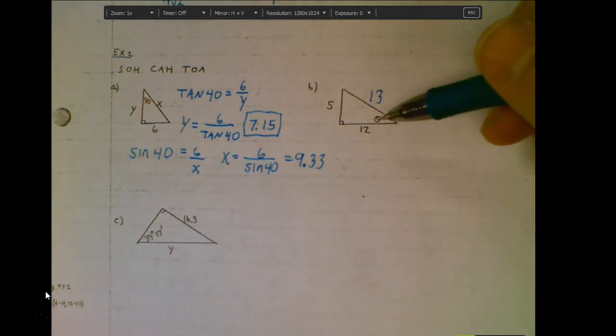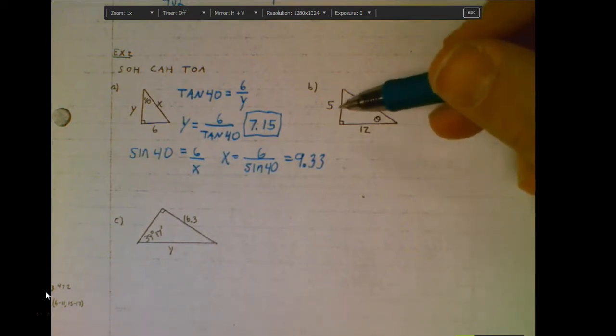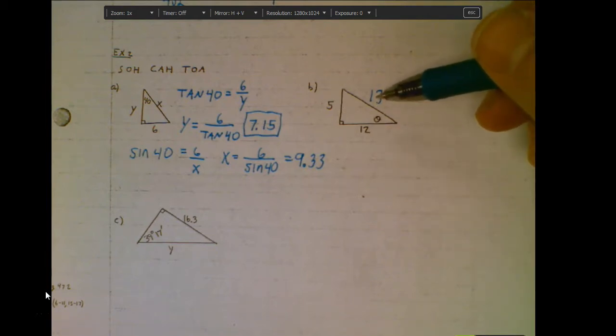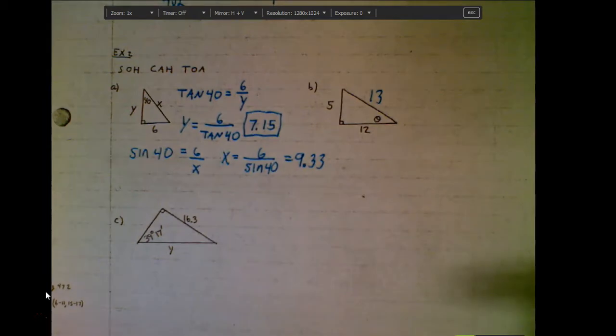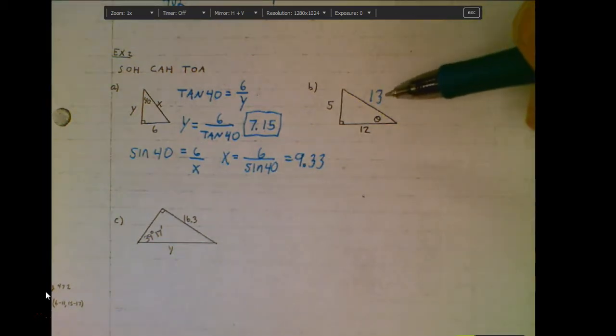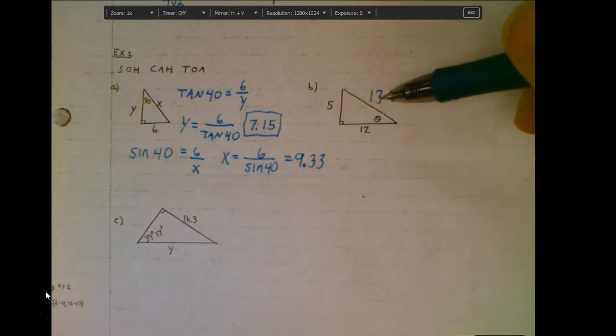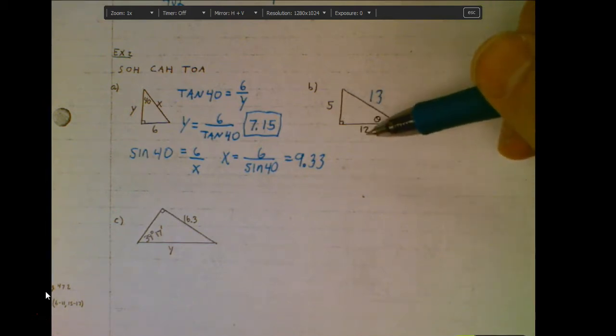If I'm looking for this angle, we'll call it theta. So I'm looking for angle theta. Well, from this angle, 5 is the opposite leg, 12 is the adjacent leg, and 13 is the hypotenuse. So those are the three things that we know. Again, I don't like to use my numbers. I like to use what was given to me just in case I made a mistake. And so I'm going to work with these two guys.